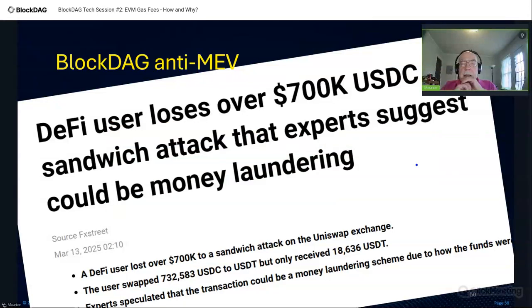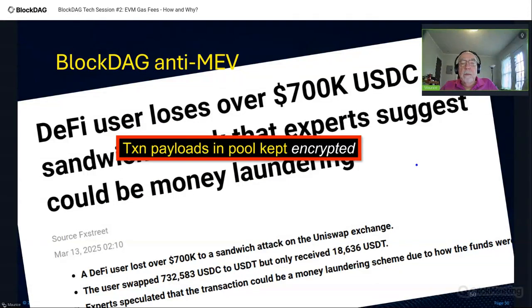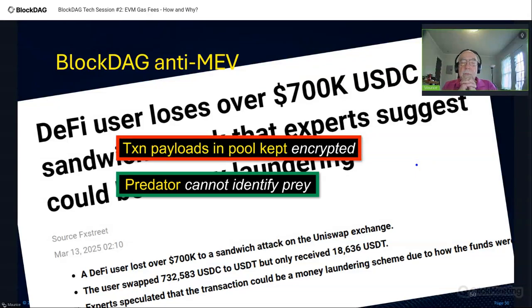So BlockDAG puts in place several anti-MEV measures. One of them is that the transaction payloads, the useful information about transactions in the pool, are kept encrypted. So when a miner selects a transaction, it doesn't know what that transaction is doing. It knows what the tip is, because that's not encrypted, but importantly, the predator cannot identify prey.